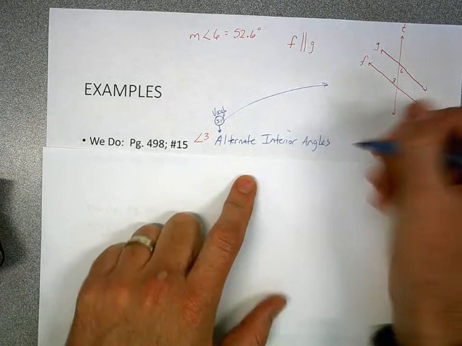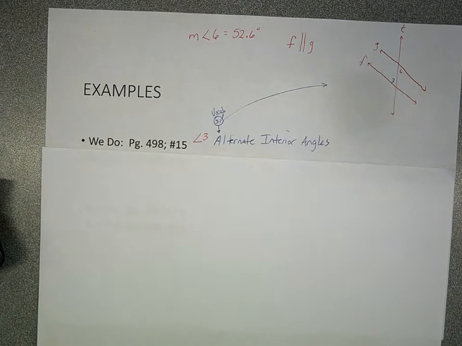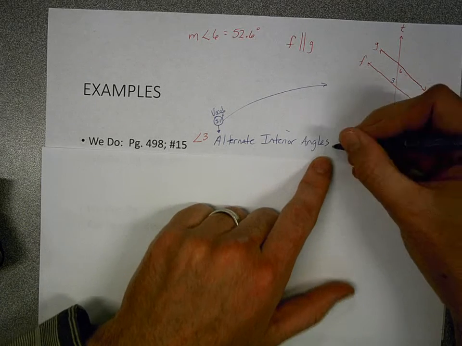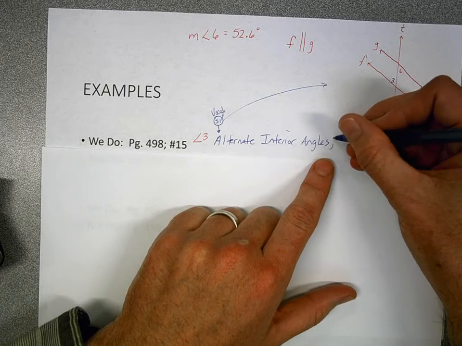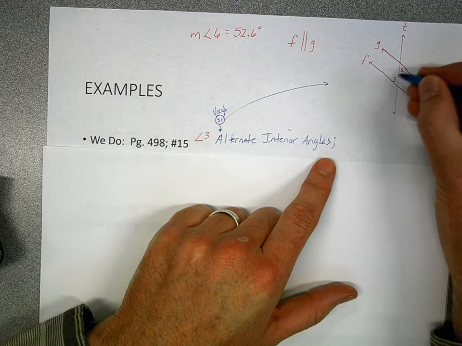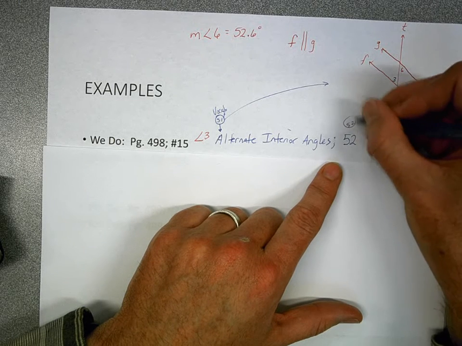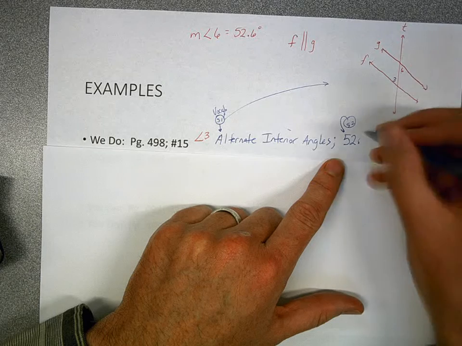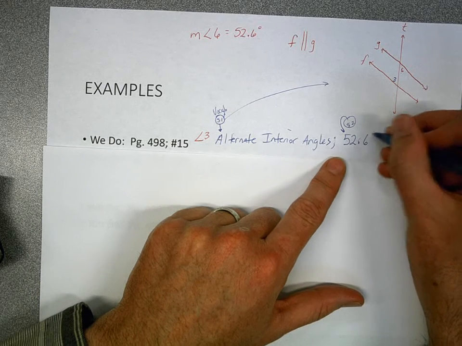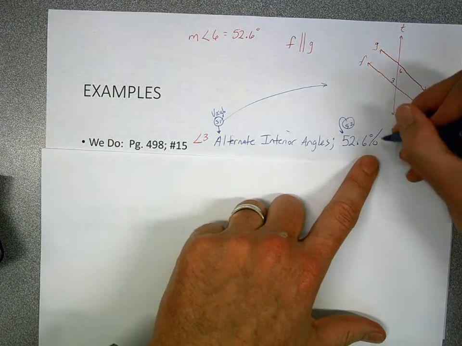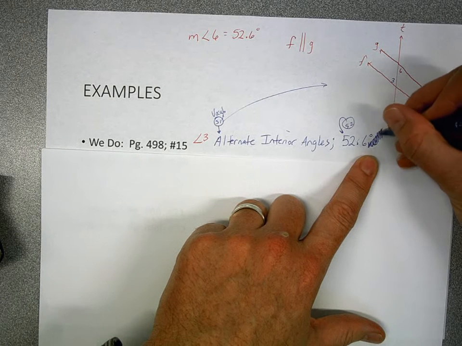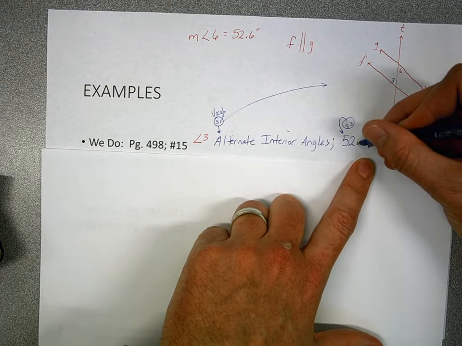Here's what I would suggest. You could find the measurement and then talk about it, but I would say talk about it first, because you have to know what they are to be able to find the measurement. And what do we know about alternate interior angles? They're congruent. So if angle 6 is 52.6 degrees, guess what? I'm doing step two here. So is angle 3: 52.6 degrees. Obviously, I was doing percentages with my other class earlier. 52 and 6 tenths degrees.